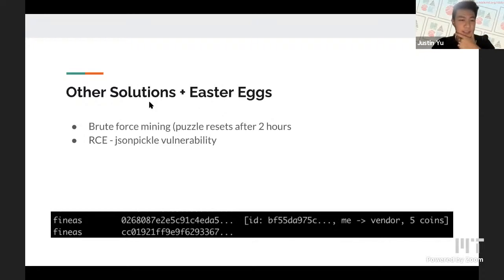My last slide is basically, there's a few other solutions that were viable. One is a brute force solution. The other was a remote code execution solution because we use JSON Pickle. In my opinion, those are all valid solutions. And the Easter egg is that Phineas and Ferb's name is spelled Phineas because it's Affinity Attack. I don't know if anyone actually caught on to that, but that was a hint. All right, that is it for Hack Crypto.